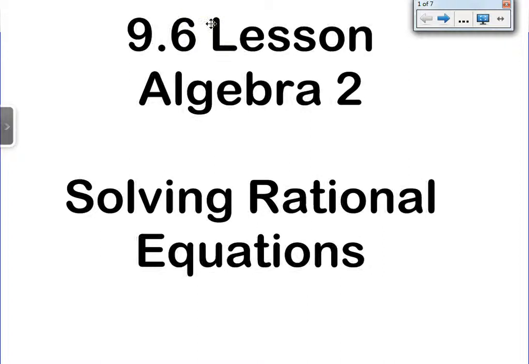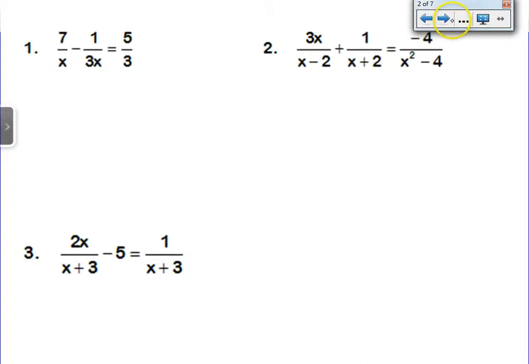Our lesson on 9.6 is going to be solving rational equations. So we've added and subtracted rational expressions, we've multiplied and divided rational expressions, and now we're going to solve rational equations. You're going to notice it's an equation because it's going to have an equal sign. So for instance, on number 1, the denominators are x, 3x, and 3.